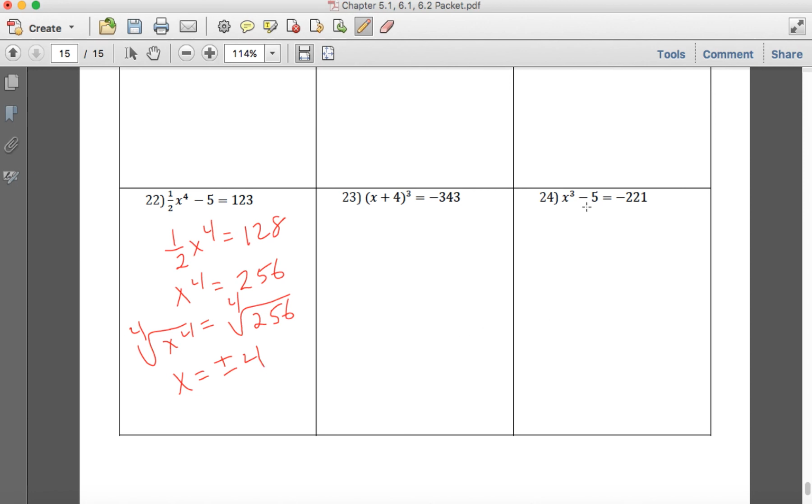And we'll throw one more in here. Ready? Add 5 to both sides. X cubed is equal to negative 216. But now we're going to do the cube root of this side. Cube root of that side. X is equal to, now the cube root of a negative number is just the same sign here as opposed to this one over here.